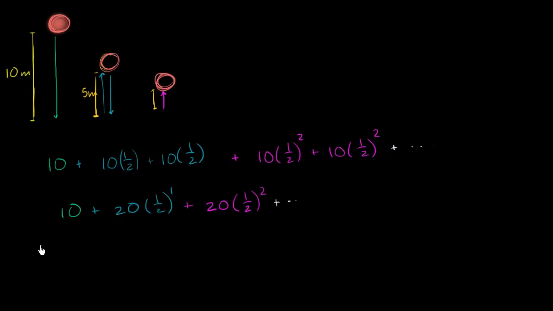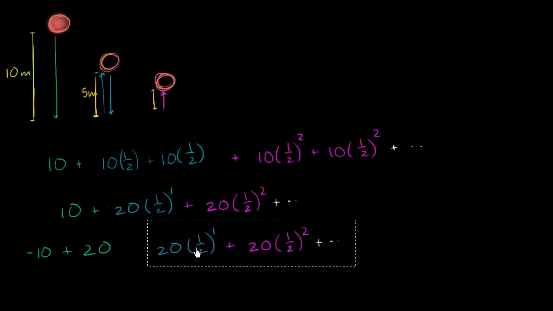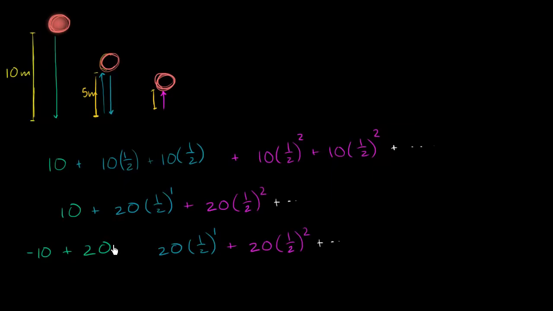We could write 10 as -10 plus 20, and then we have plus all of this stuff right over here. Let me just copy and paste that. So plus all of this right over here. And we can even write this 20 right over here as 20 times 1/2 to the 0 power, plus all of this. So now it very clearly looks like an infinite geometric series.